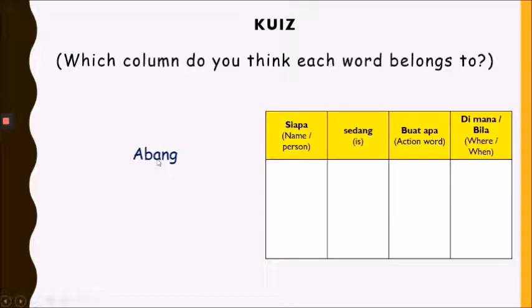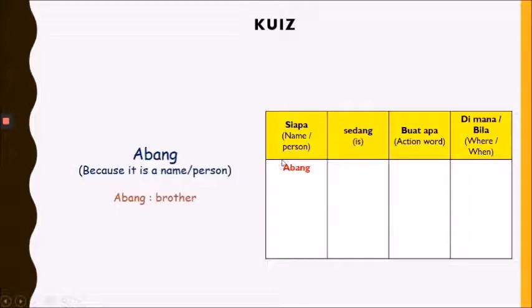Okay, let's do it together. This word abang here, is it 1, 2, 3, or 4? You tell me. Okay, I'm going to count to 3 and you show me your fingers. 1, 2, 3. Okay, we have our fingers. Let's see what's the answer. Alright, good. Okay, so abang is a person or a name. Abang means brother. So for the word abang, we will always put it at column number 1, which means siapa. Okay, it's under a name or a person. Alright, let's look at the next question.